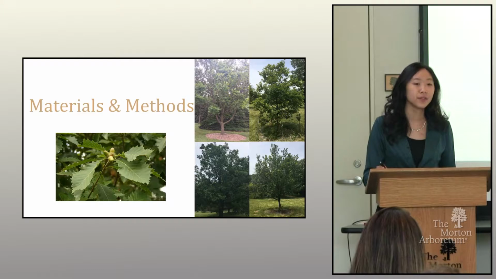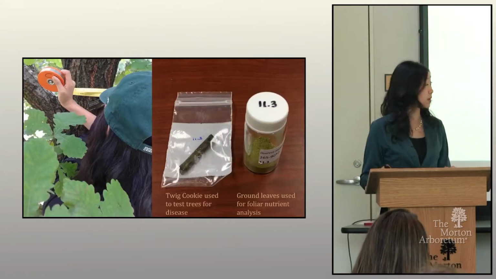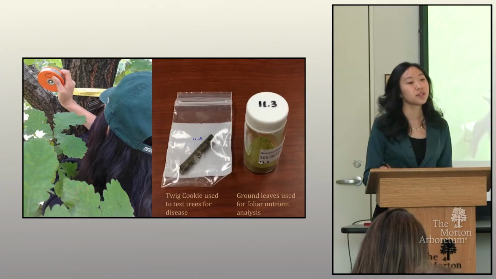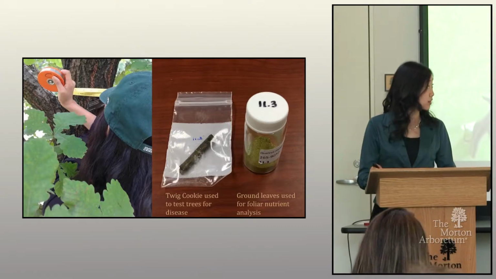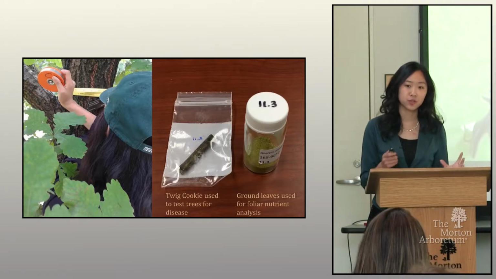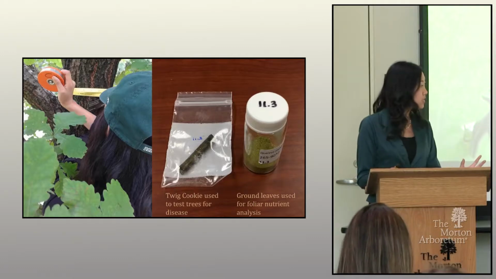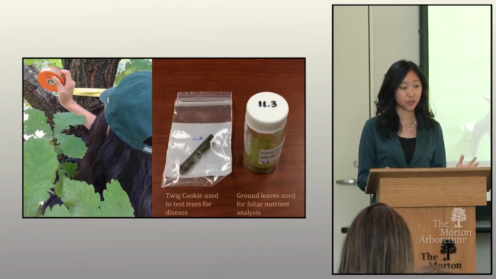I sampled 11 open-grown Mongolian oaks in 4 different locations within the Arboretum. First, I measured the diameter at breast height and the height using a DBH tape and a laser rangefinder. And then because decline is very gradual and portions of the tree can remain unaffected in the early stages, I collected second-year growth from the 4 cardinal directions for each tree.